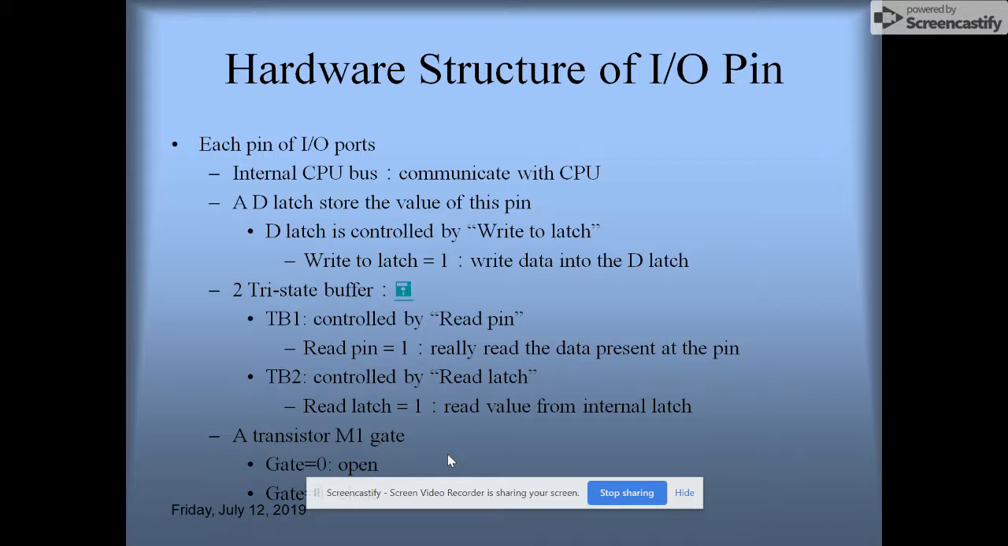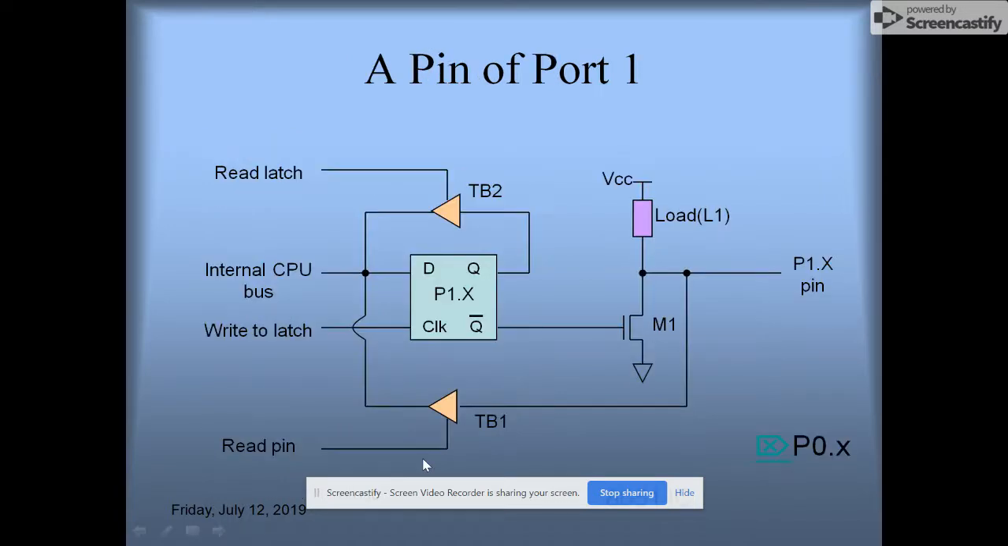And the third component is the output driver. So we have an M1 transistor. If the gate is equal to 0, it acts as an open switch, otherwise it acts as a closed switch. So port 1, port 2 and port 3 have this particular logic diagram with three main components: the latch component, the output driver, and the upper and lower tri-state buffers.